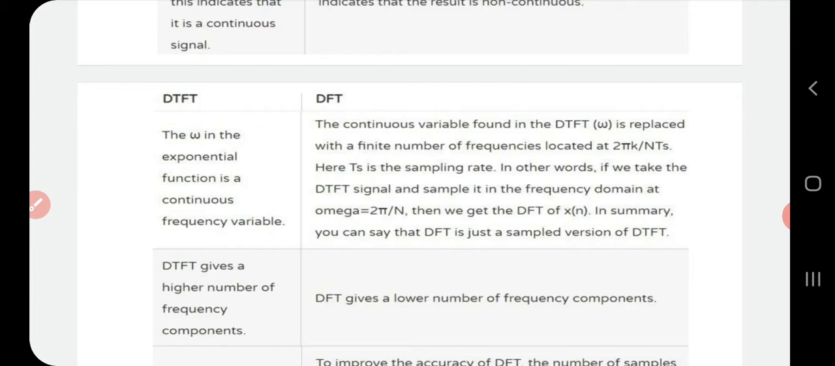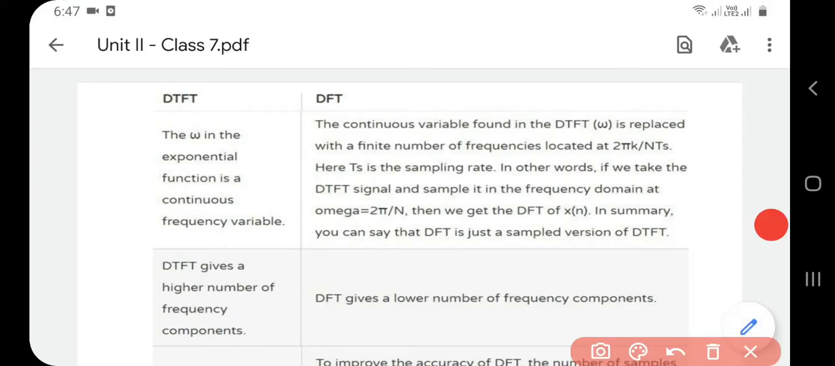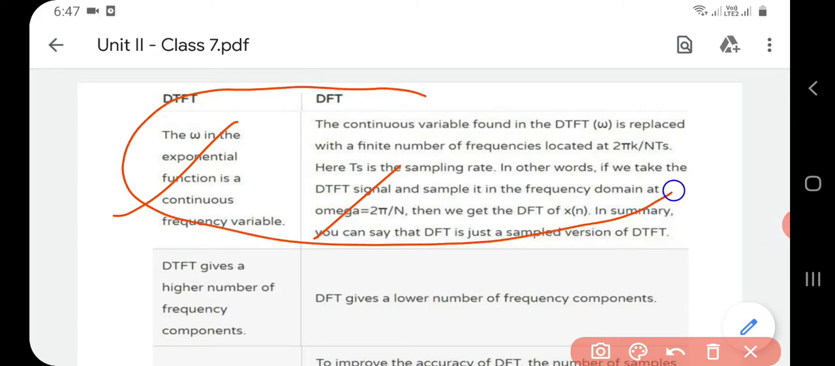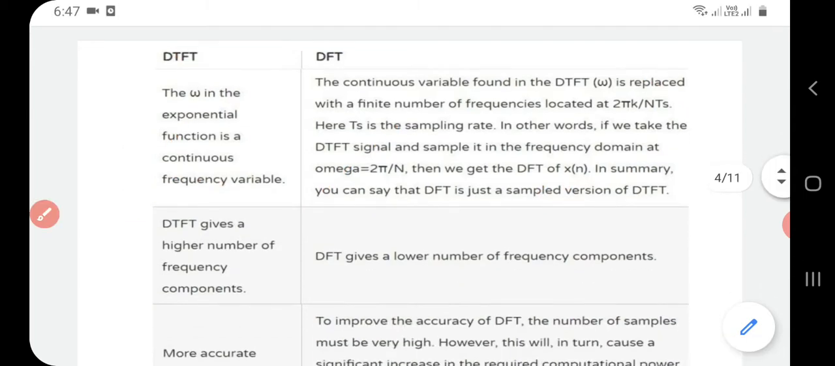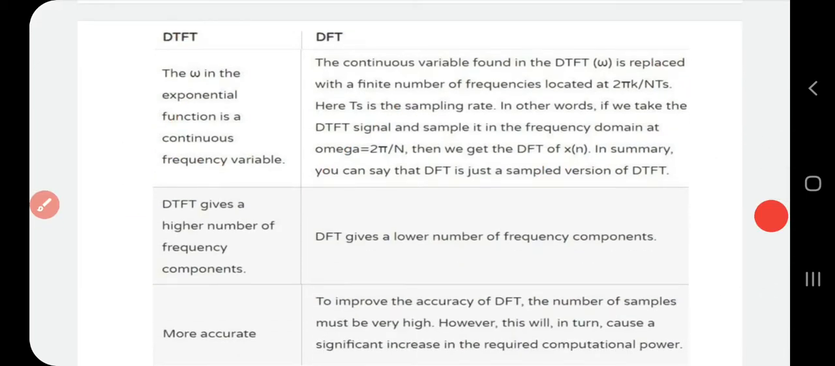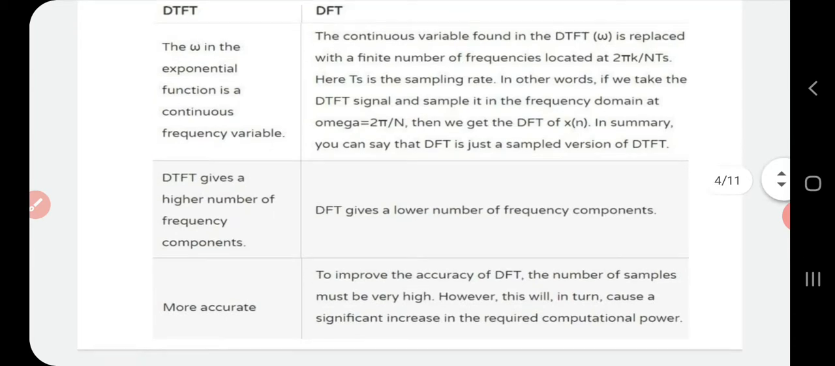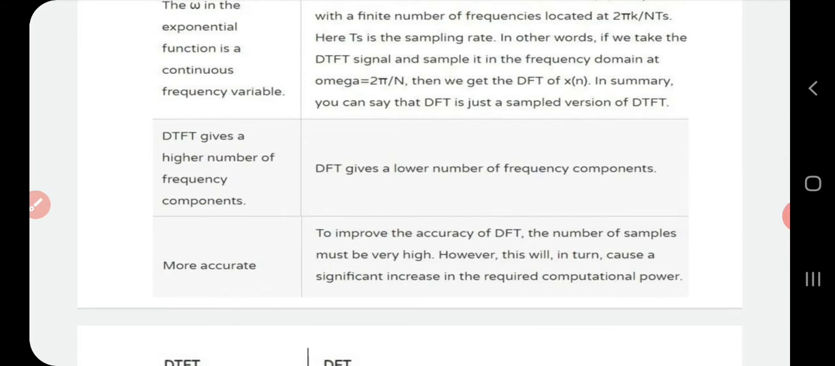We will learn more about this in detail just after this session, that is how DFT is developed from DTFT. First of all, let us finish these differences. DTFT gives a high number of frequency components, whereas DFT gives a lower number of frequency components. DTFT is more accurate, whereas in DFT, in order to improve the accuracy, we have to increase the number of samples to a very high value, and for that we need increased computational power.